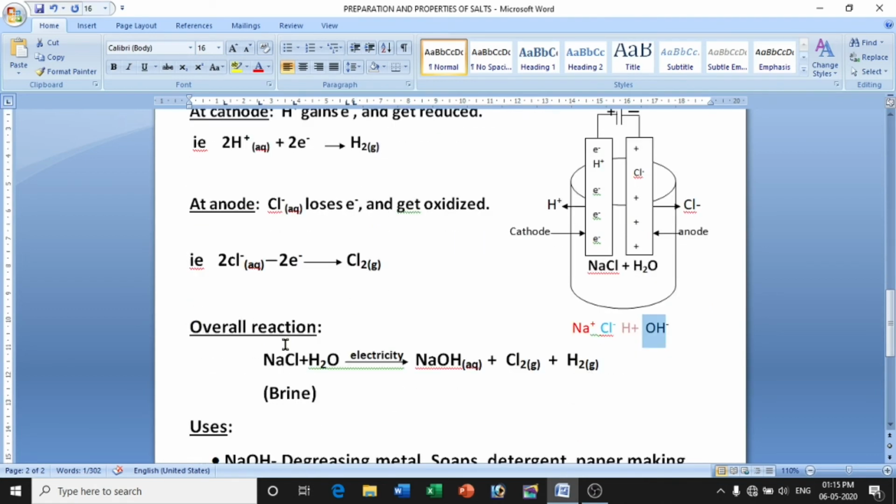So what is the overall reaction here? You should remember this. For understanding only I am showing how it forms. Sodium chloride and water in the presence of electricity. Only by passing electricity is this reaction possible, and that is why it is called electrolysis. Then sodium hydroxide, a basic substance known as caustic soda, is formed, along with chlorine gas and hydrogen gas. Aqueous sodium chloride is called brine.